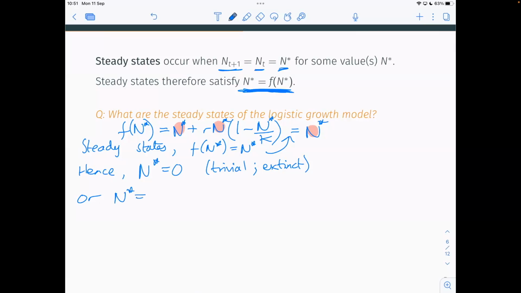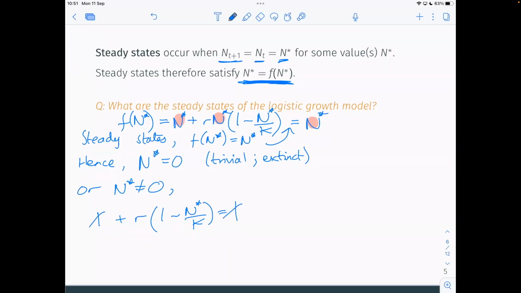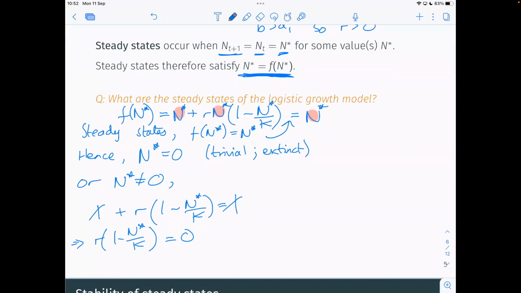I can write it properly. In which case we're going to have 1 plus r, that's by 1 minus n star over k is going to equal 1. So all I've done is divide throughout by n star. There's a 1 here and a 1 here, so I can just subtract 1 from each side. So that means that r times by 1 minus n star over k has to equal 0. Now the r is a positive parameter. We're assuming that births are greater than deaths. So r is greater than 0. So that means the bit in the parenthesis has to be equal to 0.